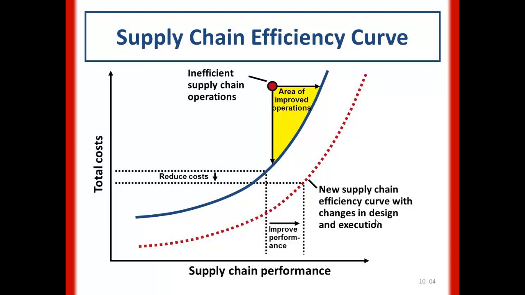Therefore, the organization may have many choices to move from the current situation to the efficient curve, either to the right or to the bottom. That is the first challenge that organizations must face. The second challenge is that the blue line represents the new supply chain efficiency curve, so the organization must also look into the future in order to move the efficient curve to meet future demand.